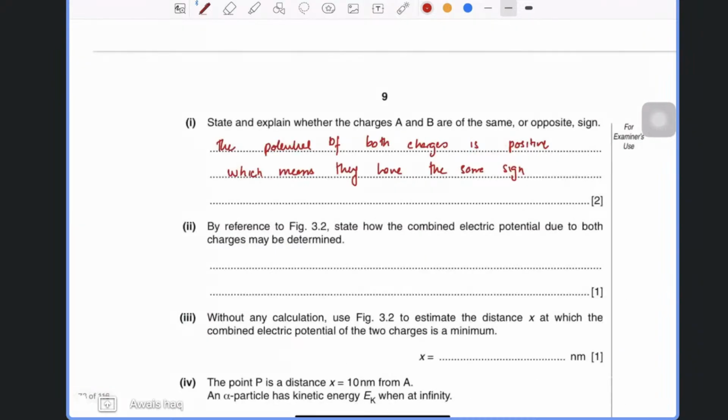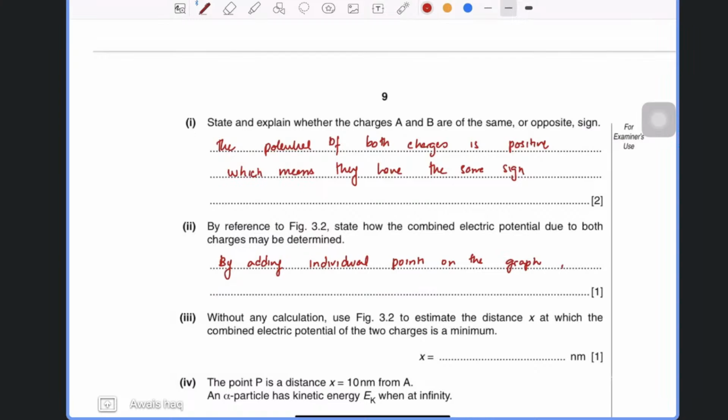So we can say that by adding individual points on the graph.